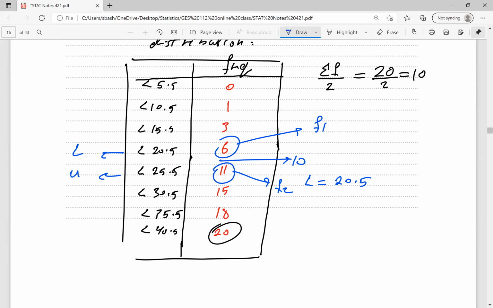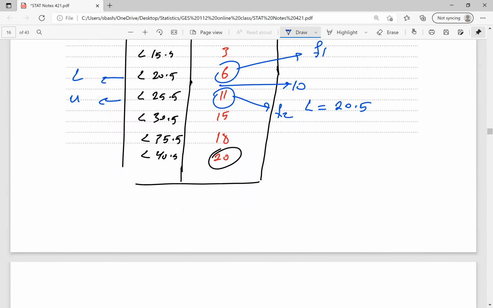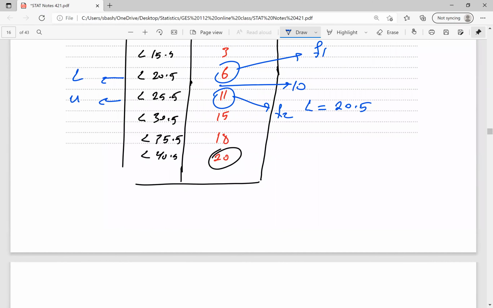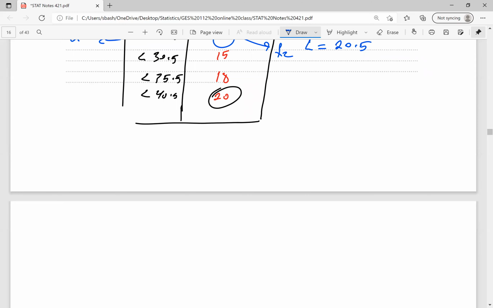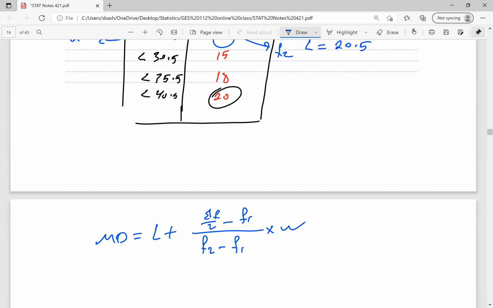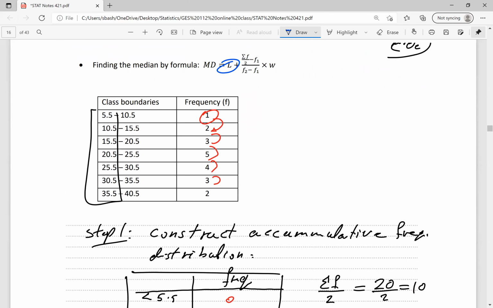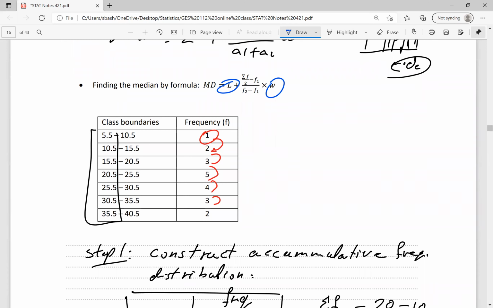Now I can use the formula to find the median. In this case, the median is equal to L plus sigma f divided by 2 minus F1 divided by F2 minus F1 multiplied by class width. The value is the class width. I have to write this there. This is the class width.